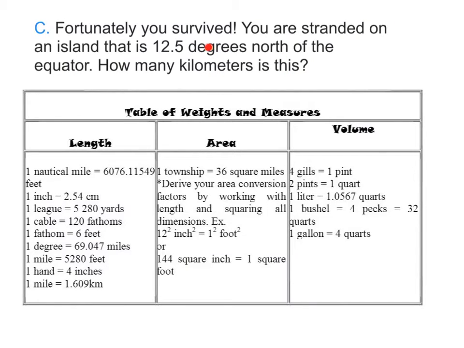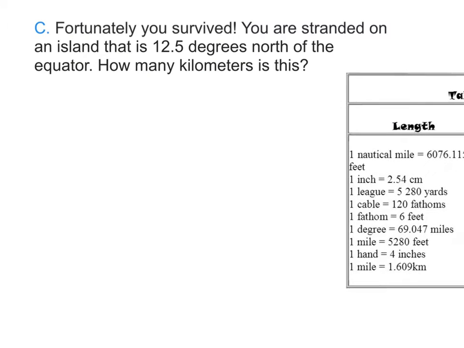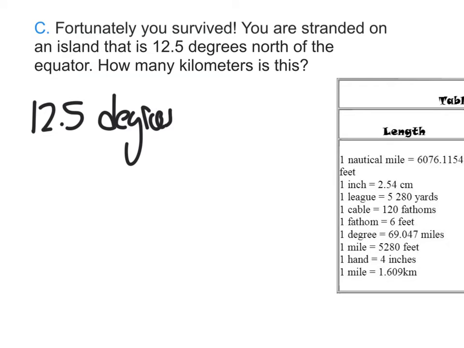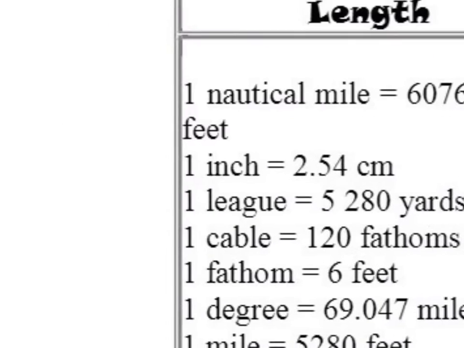We're going to be going from 12.5 degrees to kilometers. How are we going to make that conversion? Let's take a look at our table. And we need to figure out, are we using length, area, or volume? We're clearly going to be using length. So let's isolate this a little bit. And when we're looking at length, we need to figure out what steps we're going to take to link 12.5 degrees to kilometers. And let's take a look.